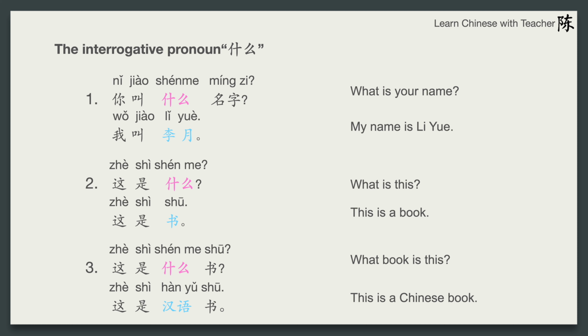You must have noticed that the word order in a question is the same as it is in the answer. You just replace the object with 什么, and then it becomes a question. Okay, that's it. And now you can try to make a sentence with 什么 and put the sentence in the comments below.